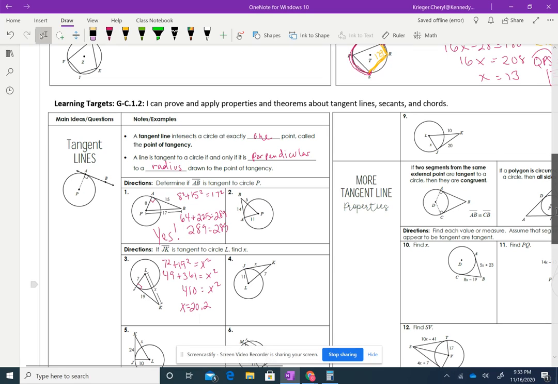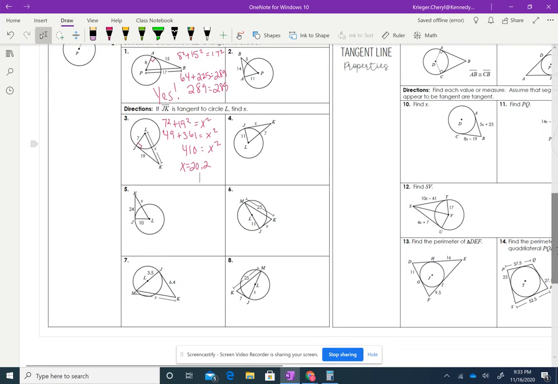Okay, scroll down. I know I kind of started off on the left side, but I'm going to do 6 and 8 now. Okay, so I have in number 6 a diameter MJ, right? So I'm going to say that if LJ is 11, LM is also 11, making that segment 22. Okay, and we're assuming that JK is tangent.